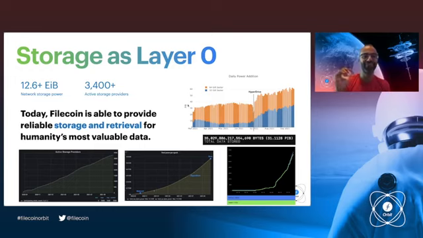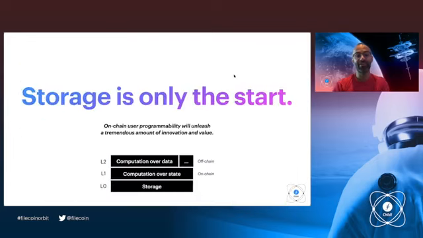We can think of these two primitives as together being the layer 0 of the stack. And today, Filecoin is able to provide reliable storage and retrieval for humanity's most valuable data. And you've heard it many times before all throughout this event, but the Filecoin network is currently providing 12 exabytes of data and capacity being offered by 3,400 and more storage providers. But storage is only the start.